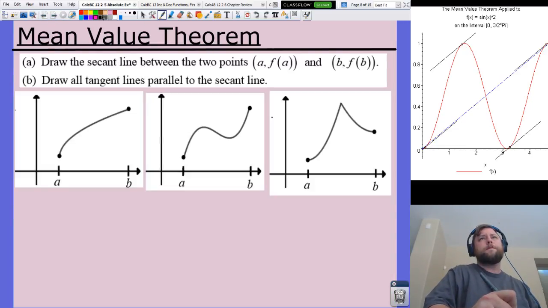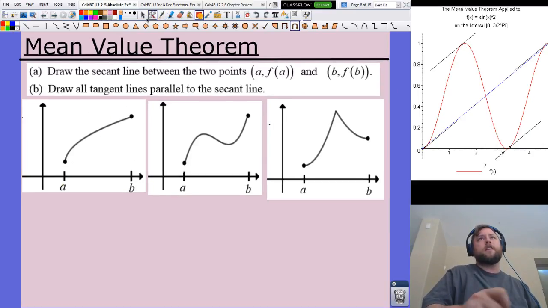Mean value theorem. Here are some examples to explain what's going on with the mean value theorem. I might want to draw a secant line between each of these endpoints. I'm going to draw a line just like this. Actually, I want to do it in a different color, purple. So I'm going to draw a line between the endpoints. This secant line crosses the function twice, or more than once. And then draw all the tangent lines parallel to that secant line.